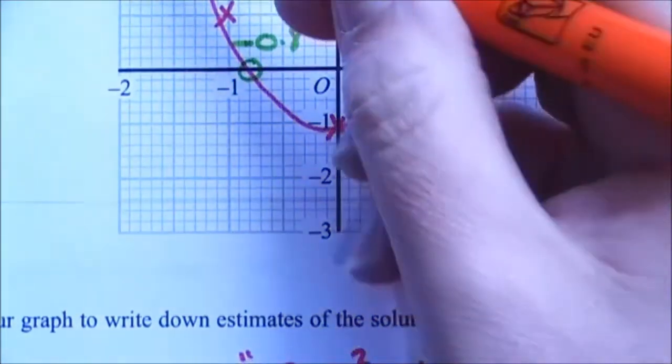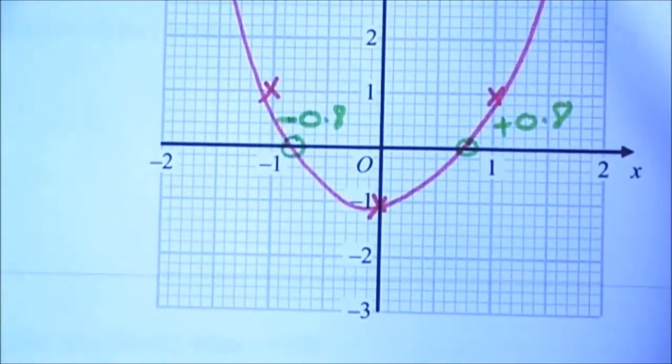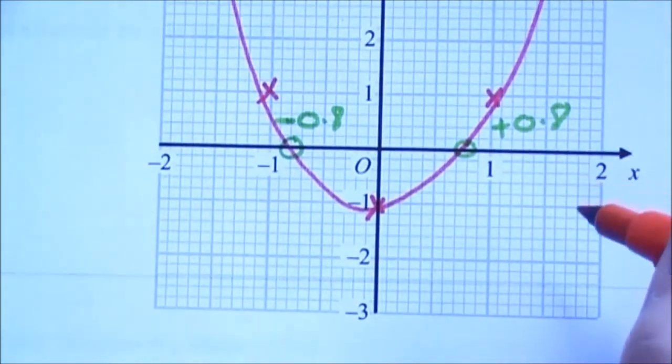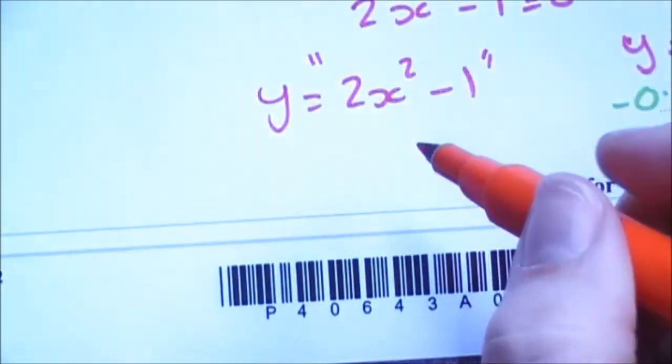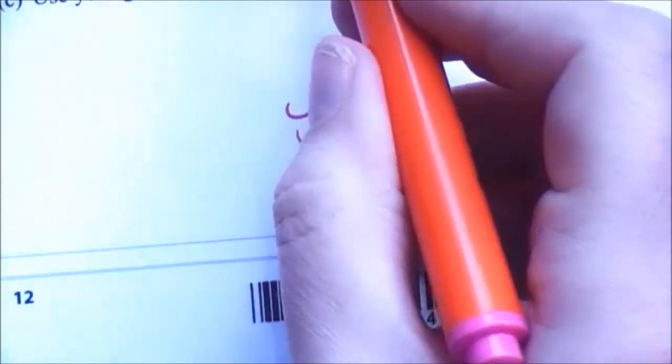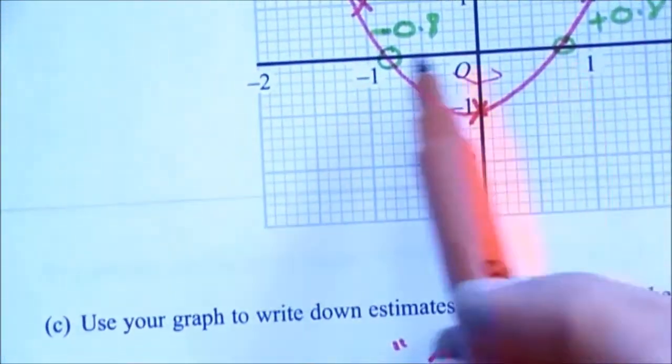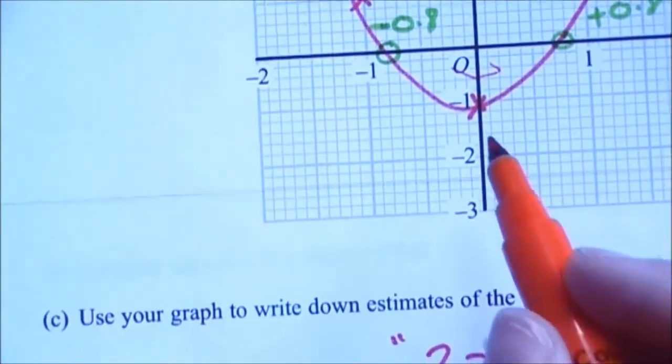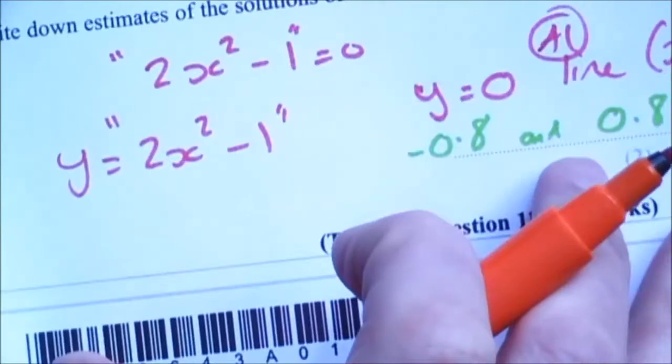In order to get the second mark, though, you do need to have the curve exactly correct. For then part C, you get 1 mark for correctly identifying that the solutions are going to be on the x-axis, and you get the second mark then for it being an A1 and getting the values actually correct.